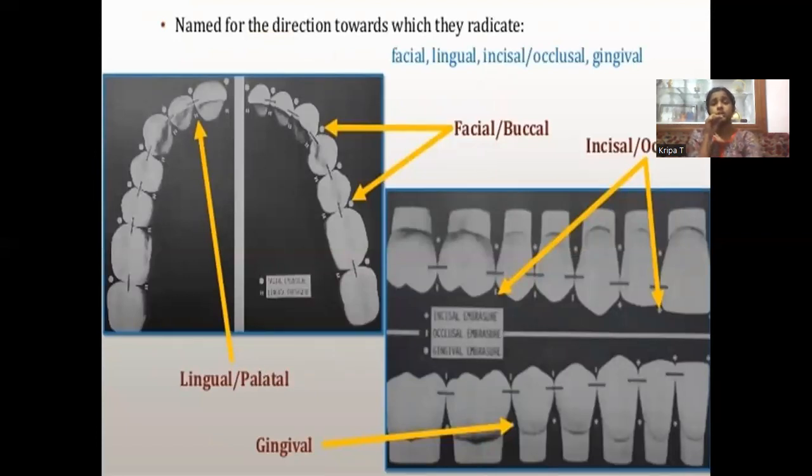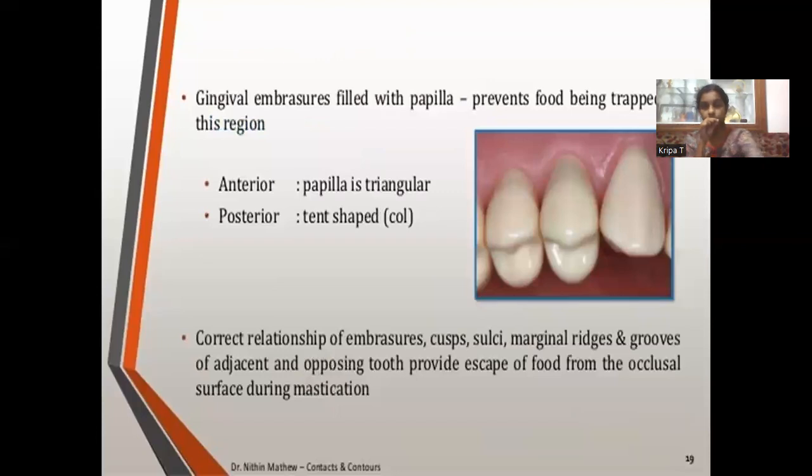Based on the direction in which the embrasure radiates, it can be facial or buccal, lingual or palatal, incisal or occlusal, and gingival. The gingival embrasure is filled with interdental papilla, preventing food from being entrapped in the area. In anterior teeth, the papilla is triangular. In posterior teeth, it is cone-shaped.